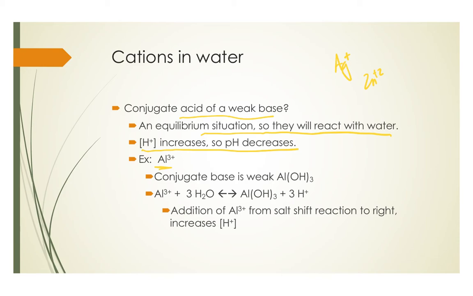We've got aluminum plus 3 ion. Its conjugate base is the weak base, AlOH3. So that means that Al3 plus will react with water to form that weak base, and in the process, it will be pulling off some hydrogen ions and leaving those behind. So the addition of this particular ion will shift the reaction to the right and increase the concentration of H plus, which means that our pH will go down.